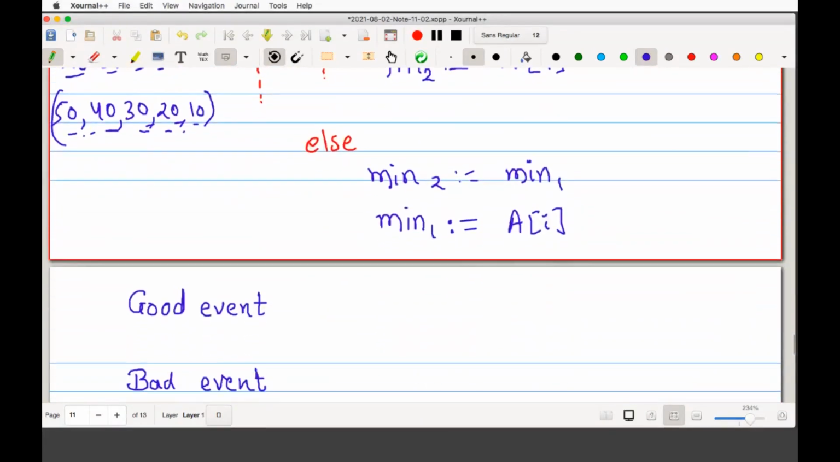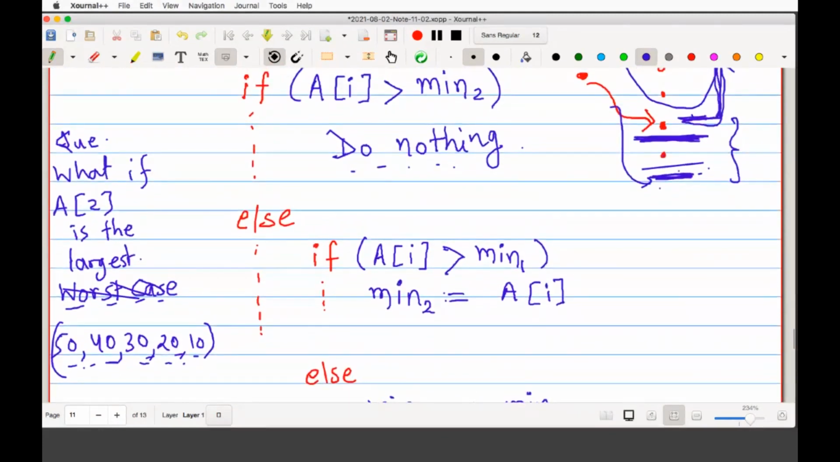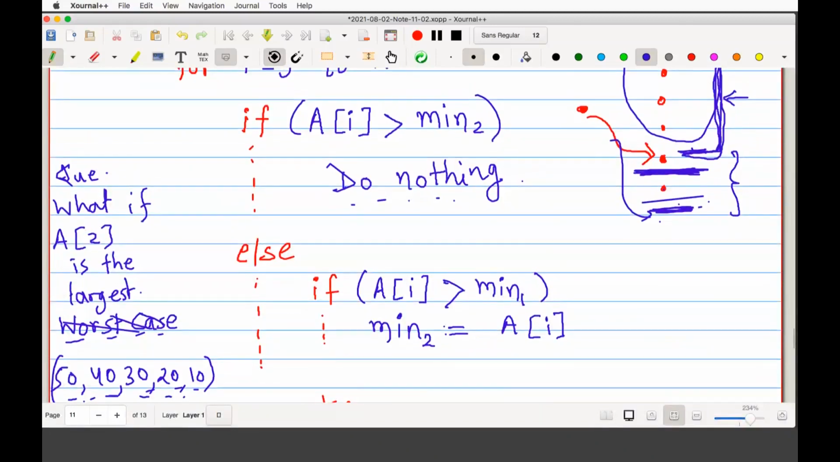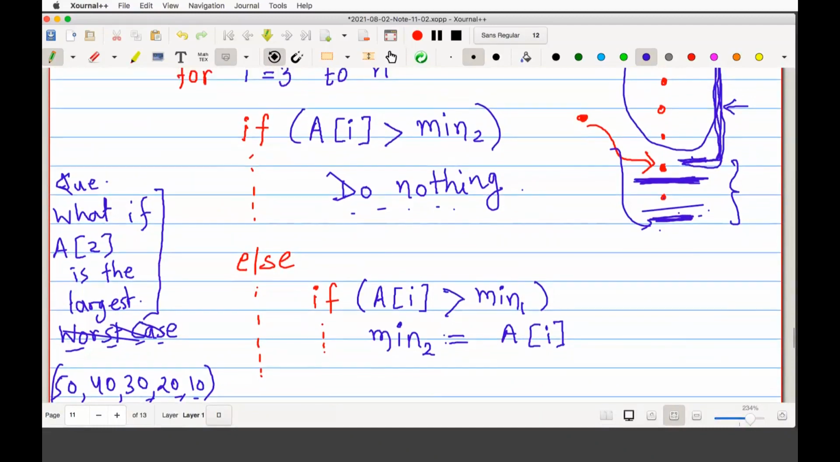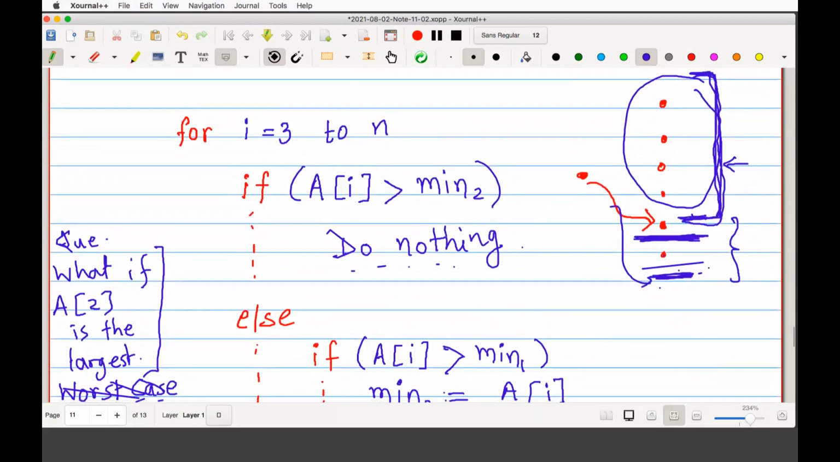Sir, I didn't understand what he meant by changing it. Can you please repeat that? The latest comment, you mean? Yeah. So we were wondering about this condition: what if A2 is the largest element? I was afraid that when A2 is the largest, then every time you will get into the else case. But that's not really true.